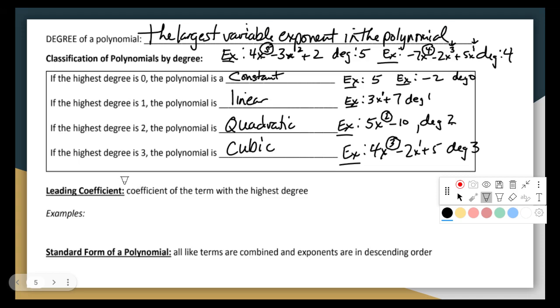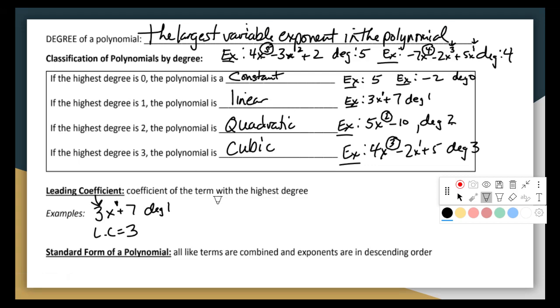The leading coefficient is the coefficient of the term that has the highest degree. So let's look at some of the examples that we just looked at. If I had 3x plus 7, 3x plus 7 is degree 1. There's a 1 on top of that exponent. The leading coefficient is 3. That's the number in front of the variable that has the degree on it.